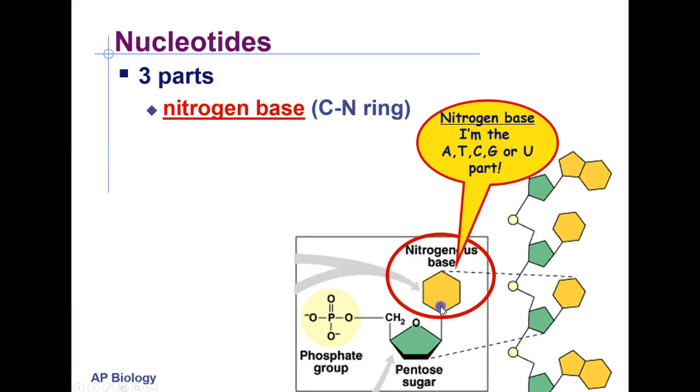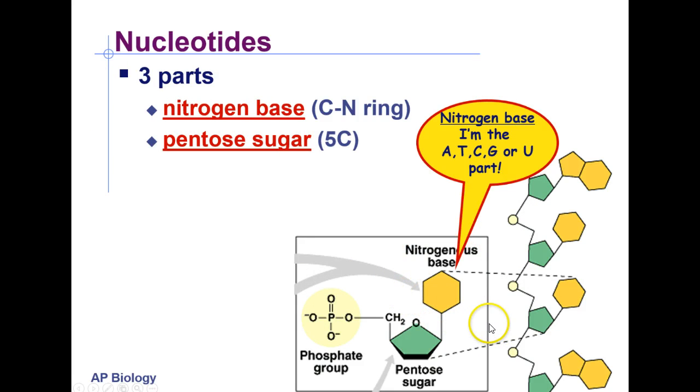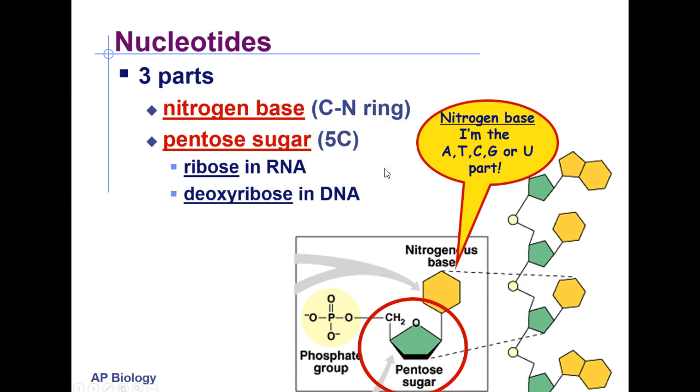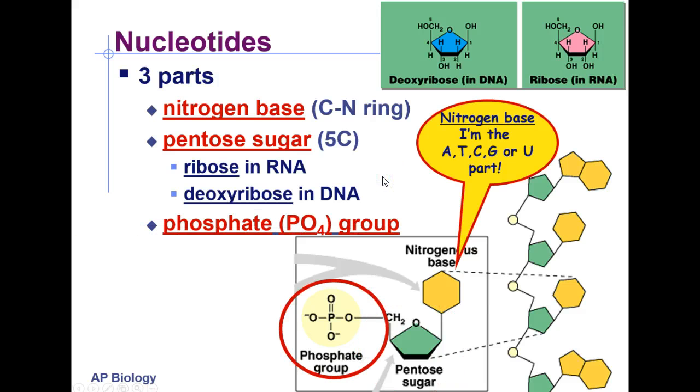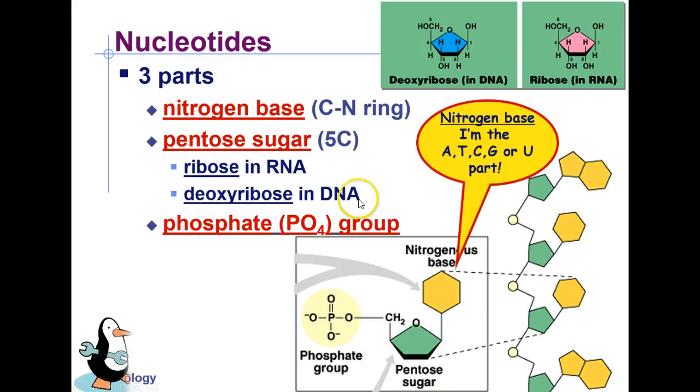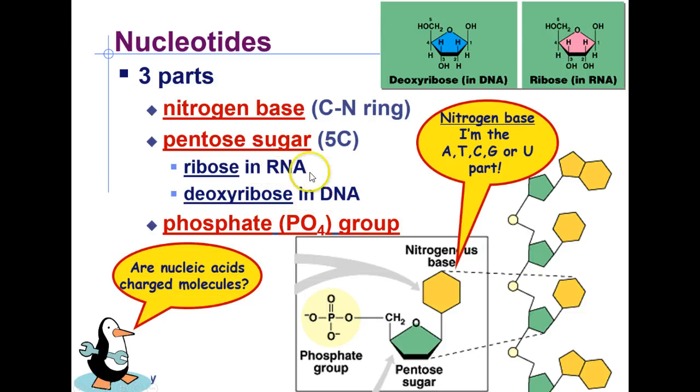So each nucleotide has 3 parts: a nitrogen base, a sugar, which is a 5-carbon sugar, and a phosphate group. The sugar in DNA is called deoxyribose, and the sugar in RNA is called ribose. Again, there's our OSE endings, and here's a picture of what each of those sugars look like up here. Remember glucose? It had a hexagon. Well, these two, since they're a 5-carbon sugar, have a pentagon.